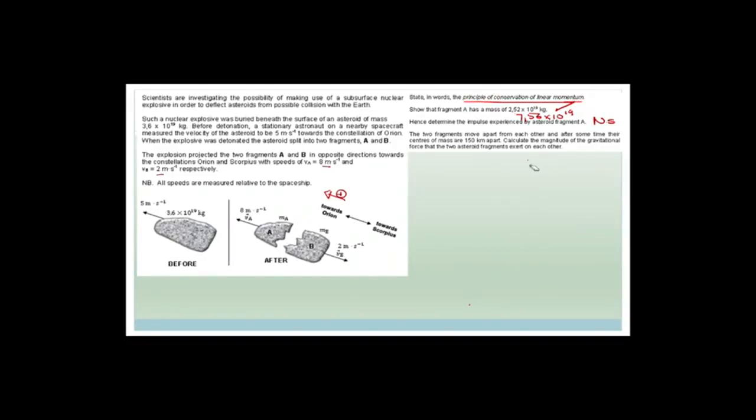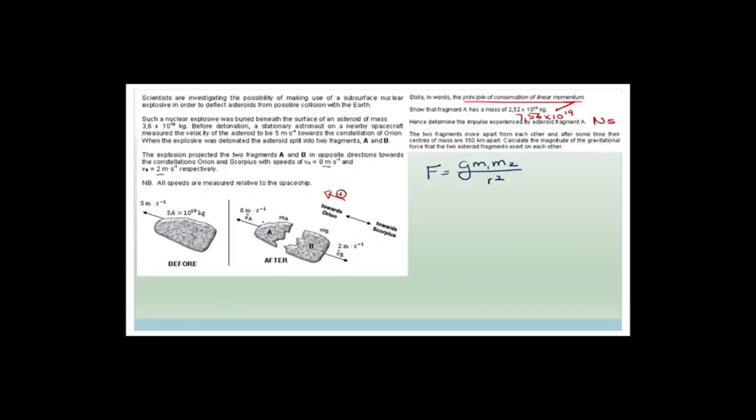Okay, now it says the two fragments move apart from each other, and after some time their centers of mass are 150 kilometers apart. Calculate the magnitude of the gravitational force that the two asteroid fragments exert on each other. So they've kind of very sneakily stuck a universal law of gravitation question at the end of this momentum question. So let's just think about this. F is equal to G m1 m2 over r squared.